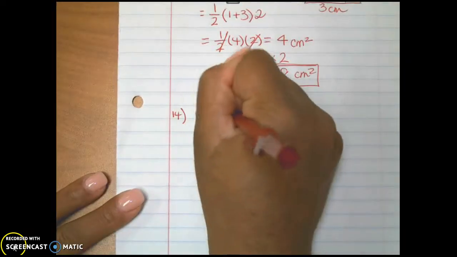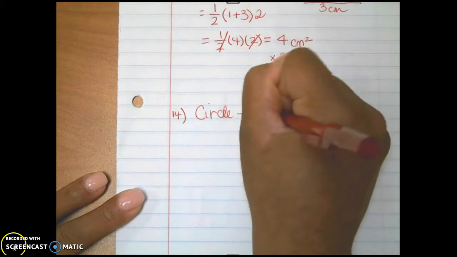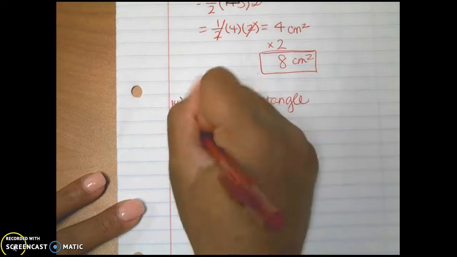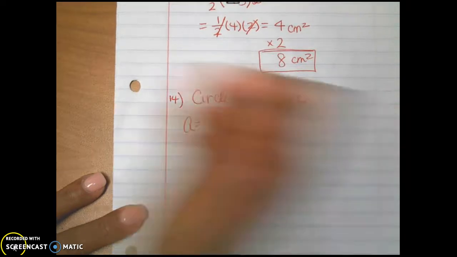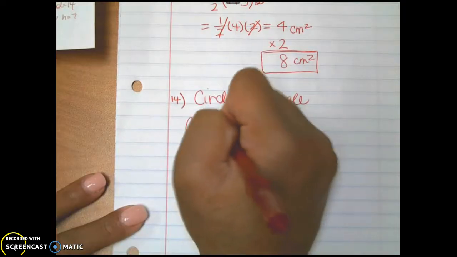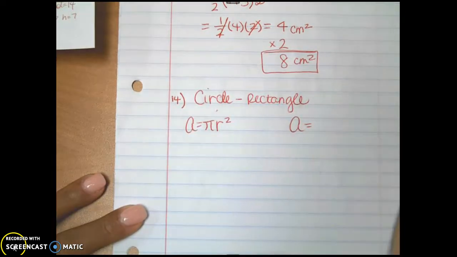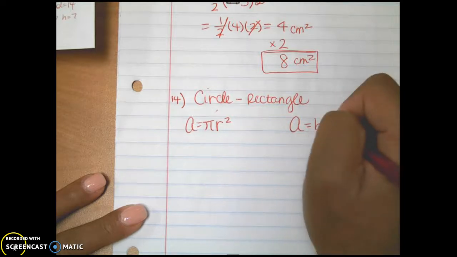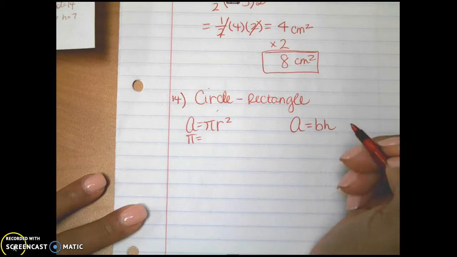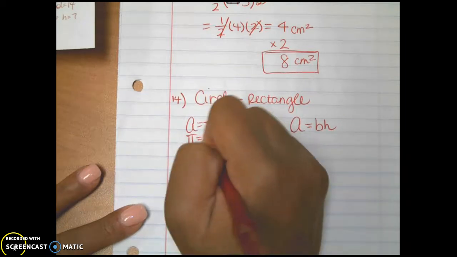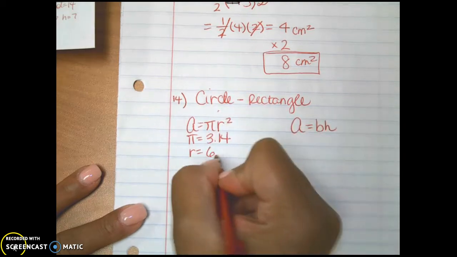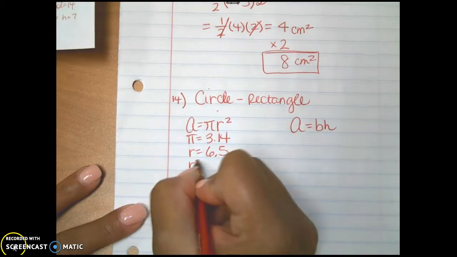14, circle minus rectangle. What's the area of a circle? A equals pi times radius squared. What's the formula of a rectangle? Base by height. Okay? Pi equals, R equals, R squared equals.